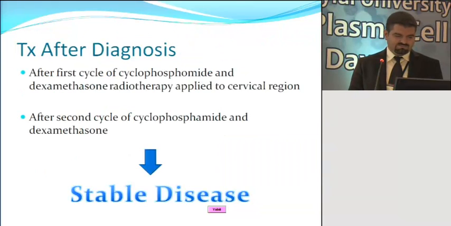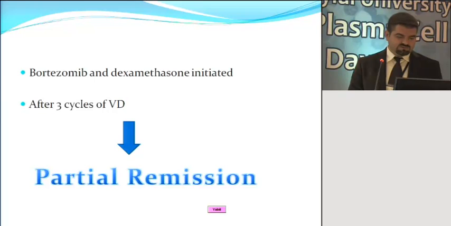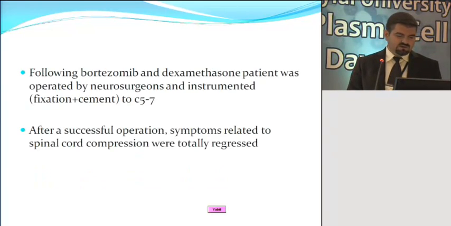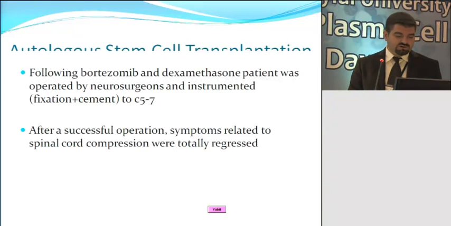And let's vote. What we did, we started on cyclophosphamide and dexamethasone, and then radiotherapy applied to cervical region. After second cycle of cyclophosphamide and dexamethasone, there was stable disease. Bortezomib and dexamethasone initiated after 3 cycles of VD, a partial remission achieved. And following bortezomib and dexamethasone, patient was operated by neurosurgeons and instrumented, fixation and cement to C5 to 7. After a successful operation, symptoms related to spinal cord compression were totally regressed.